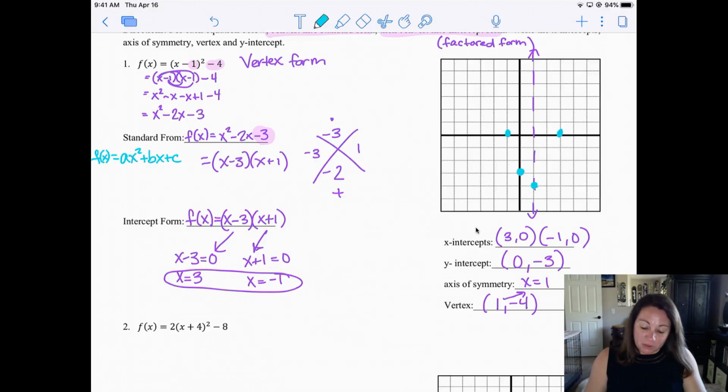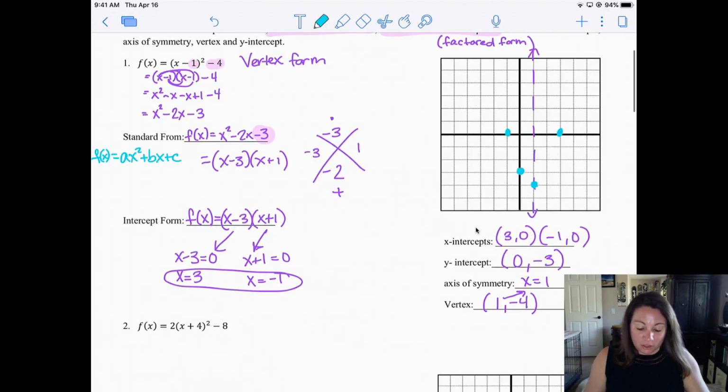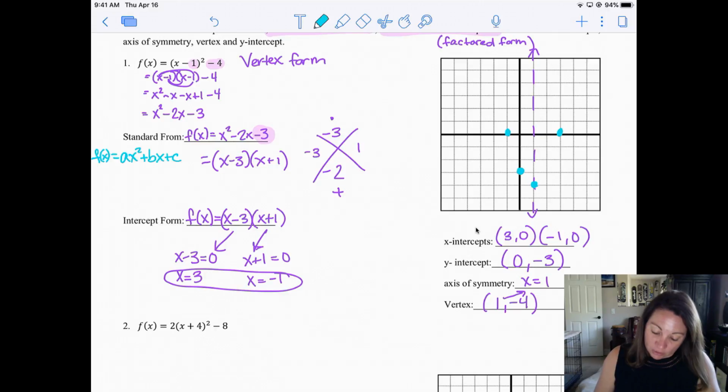The one more thing before I finish this off that I can do to help myself right now is I can reflect the y-intercept point across the axis of symmetry and get another point over there on the outside of the parabola. And now I'm ready to draw my parabola.